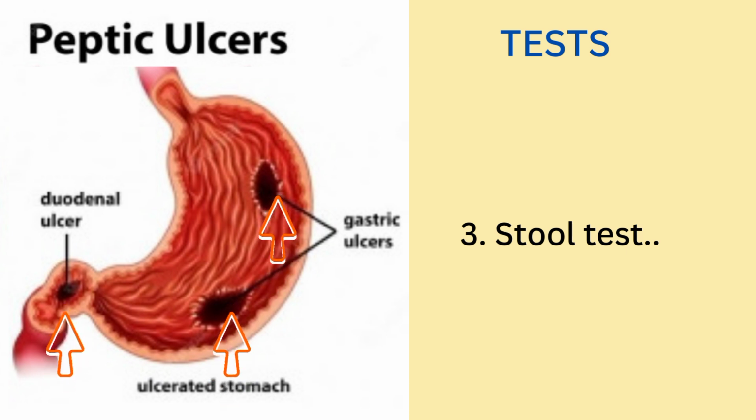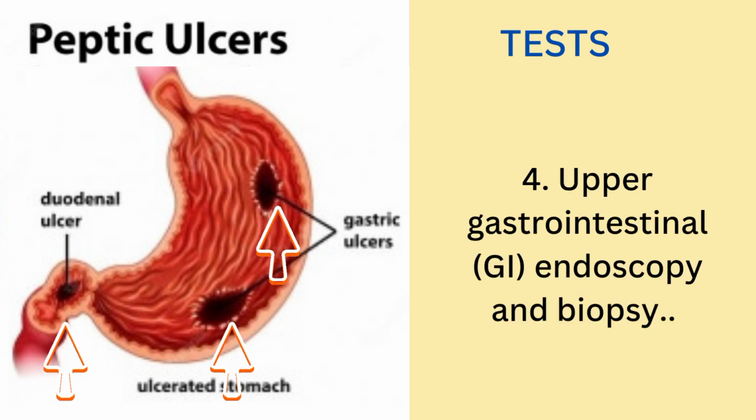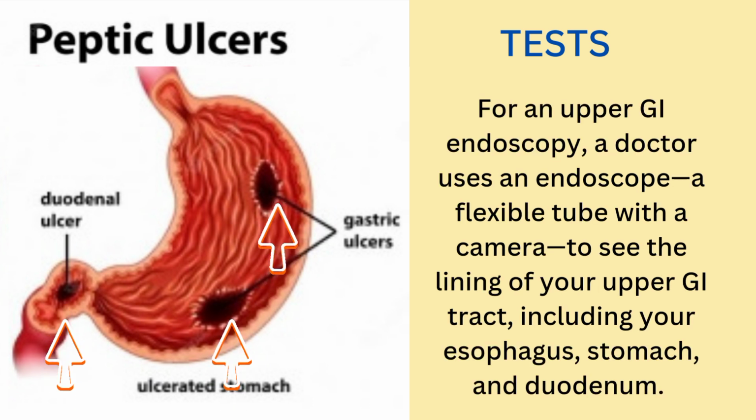Third test is the stool test. Doctors may use a stool test to check for H. pylori infection. Now the fourth test is upper GI endoscopy and biopsy. Doctors may order an upper GI endoscopy to confirm the diagnosis of a peptic ulcer and try to find its cause. For an upper GI endoscopy, a doctor uses an endoscope, a flexible tube with a camera, to see the lining of your upper GI tract, including your esophagus, stomach, and duodenum.